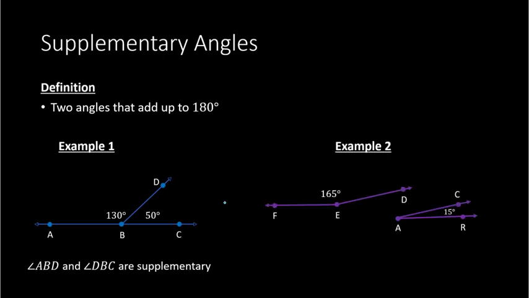Another example: here we have two angles that are not side by side, but these would also still be supplementary. Because if you take these two measures, the measure of angle FED and the measure of angle CAR, those angles added together, 165 plus 15, would still give you 180. So even though they're not touching, they still would be supplementary because they're adding to 180 degrees. So we can say that angle FED and angle CAR are supplementary.